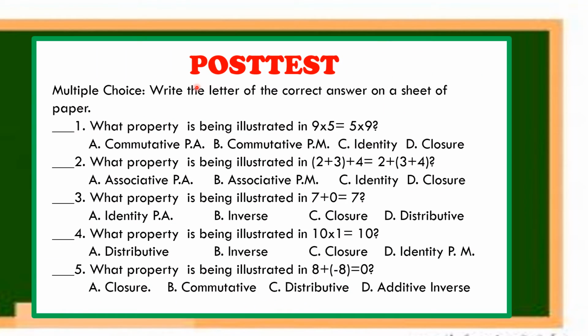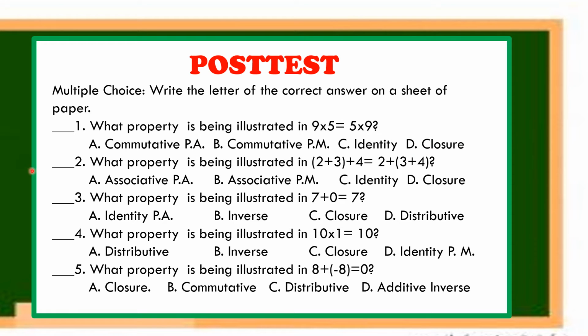We are now ready to answer the post test. Write the letter of the correct answer on a sheet of paper. Number 1. What property is being illustrated in 9 times 5 equals 5 times 9? Letter A. Commutative property of addition. Letter B. Commutative property of multiplication. Letter C. Identity property.